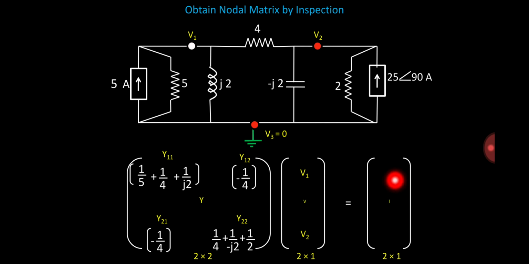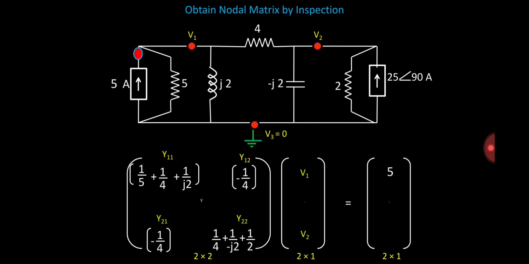Now we have to fill the current matrix. In the current matrix, the first entry will be the summation of all the current sources connected to node number 1. To node number 1, only one current source is connected, that is of 5 ampere. But here we have to take care: find out the direction of that current source. According to the direction, the 5 ampere current is coming towards the node. Incoming current has to be marked as positive, and that's why the first entry is 5 only, because incoming current is positive and outgoing current is negative according to the sign convention. So 5 ampere incoming to node number 1, so we have written plus 5.